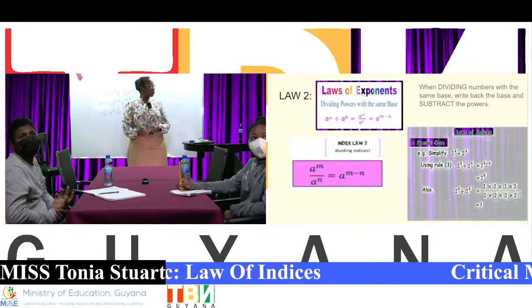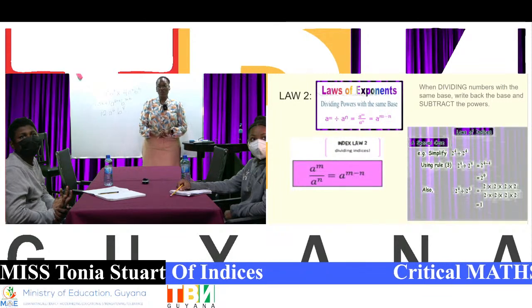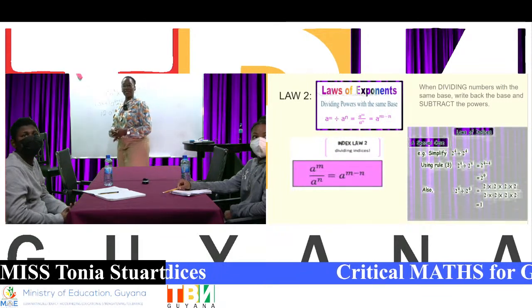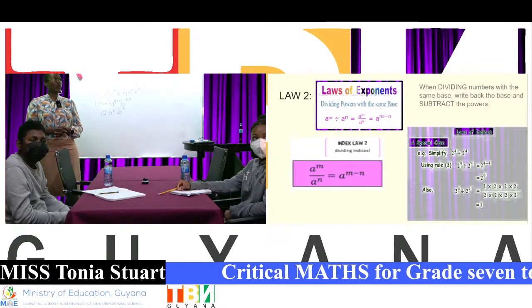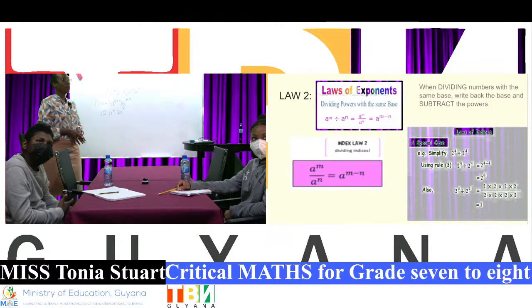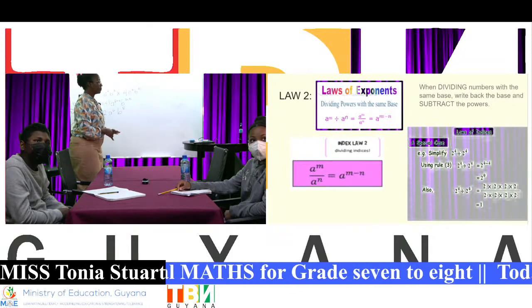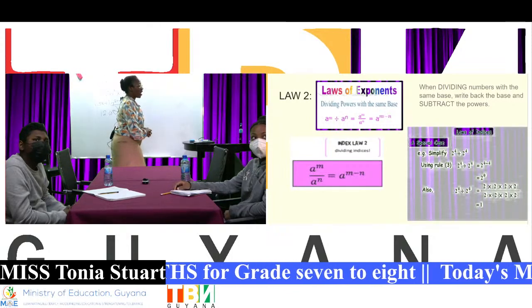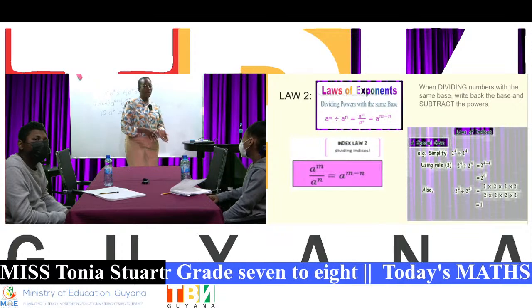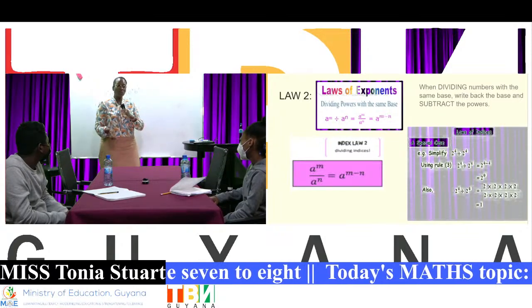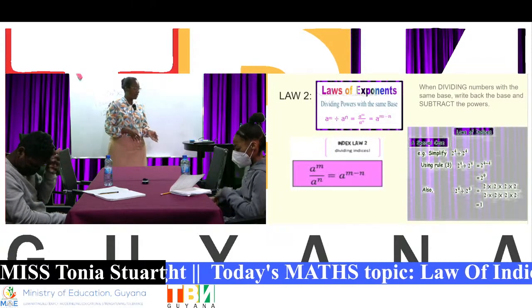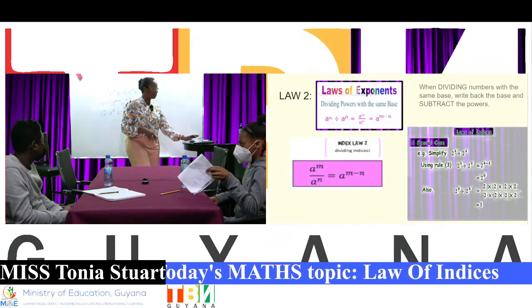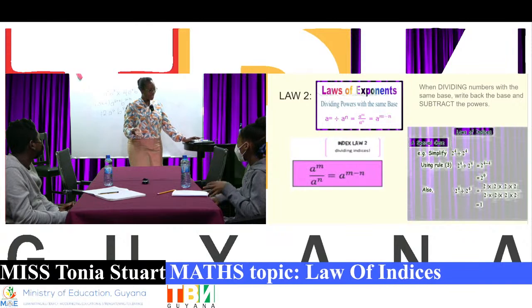So we're going on to the division law, where the same thing applies with a little twist. Same base, when we're dividing, what do we do with the power? We subtract them. So when we're multiplying, what do we do? Add. And when we are dividing? Subtract.